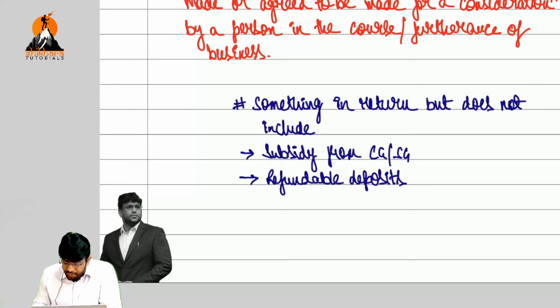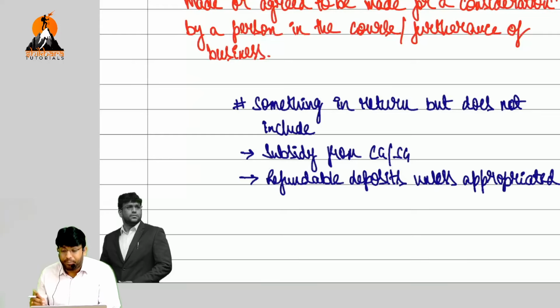Refundable deposits. What deposits, friends? Refundable deposits unless appropriated. Appropriated means adjusted. A lot of times when we take property on lease or rent, we are required to pay something called a refundable deposit. Generally they take for 2 or 3 months. That is returnable only, no? On that GST will come?